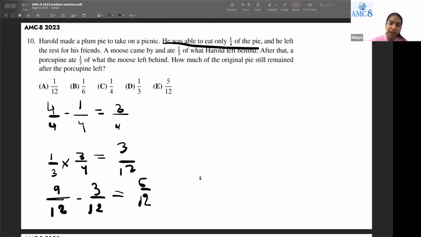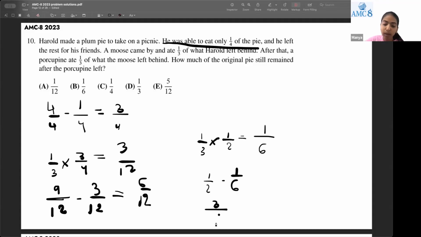Then a porcupine ate 1/3 of 6 by 12. So 1 by 3 of 6 by 12 is just 1 by 3 times 1 by 2, which is equal to 1 by 6. 6 by 12 is also represented as 1 by 2. And so we need to get 1 by 2 minus 1 by 6. And if we solve 1 by 2 minus 1 by 6, remember how 1 by 2 is represented as 3 by 6?